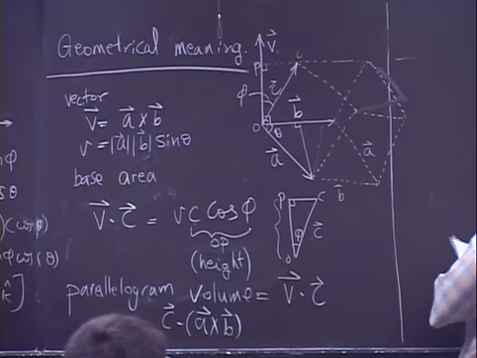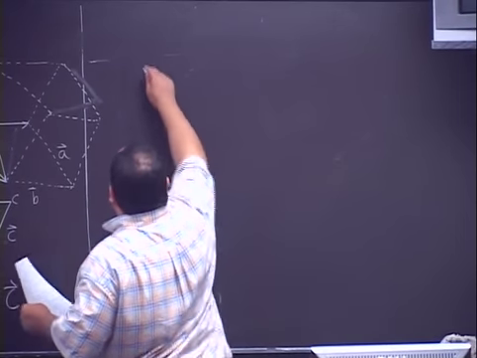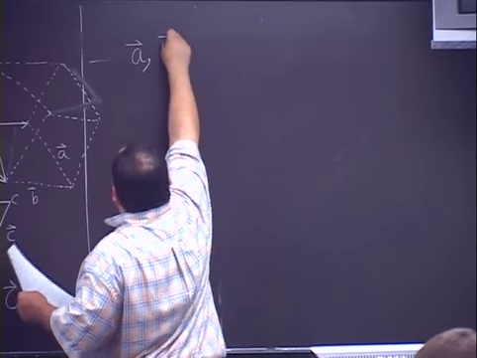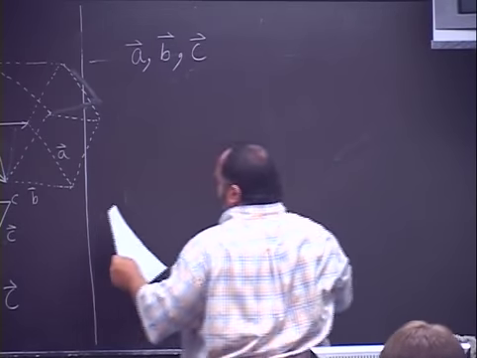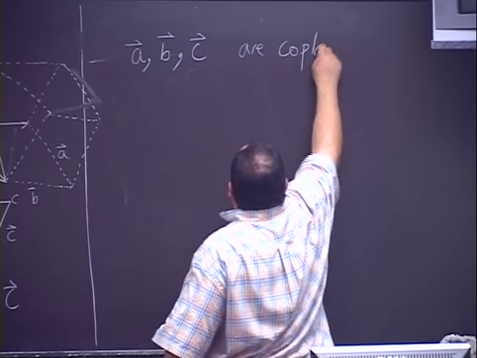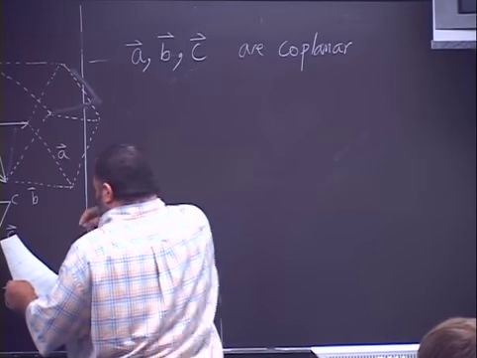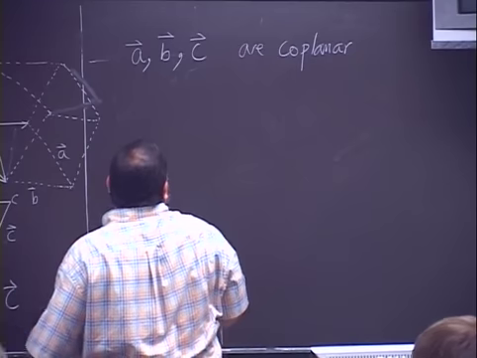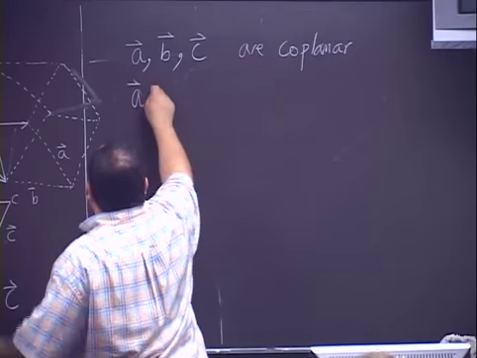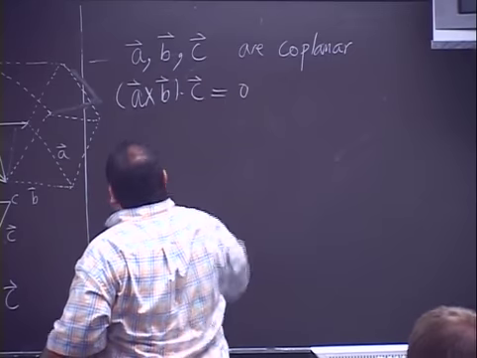Okay. So if we have vectors A, B, and C are coplanar. So if they are coplanar, i.e. in the same plane, so in this case A crossed with B dotted with C should give you 0.